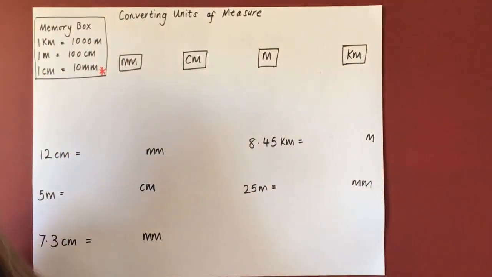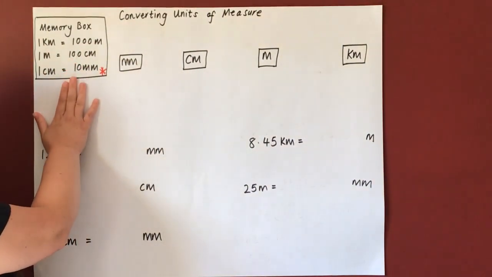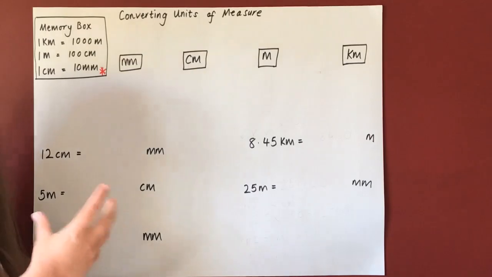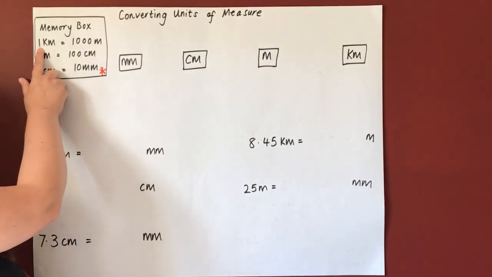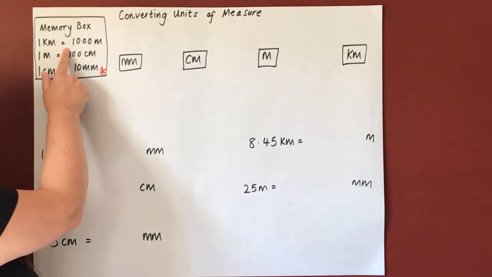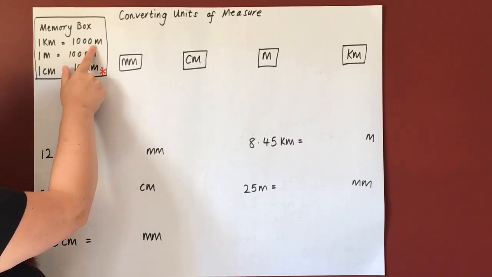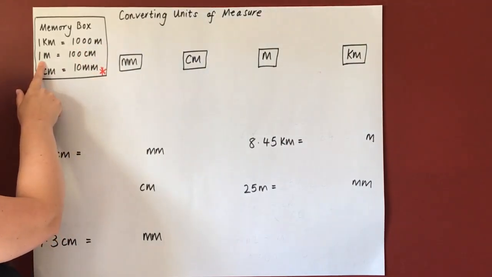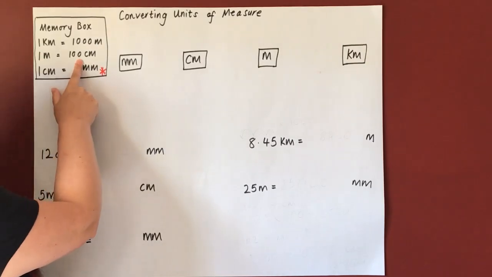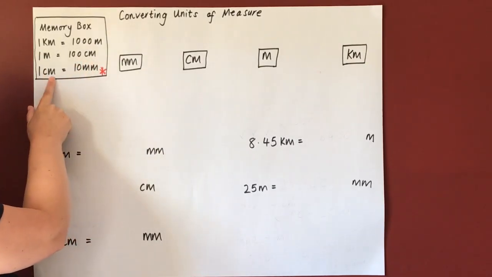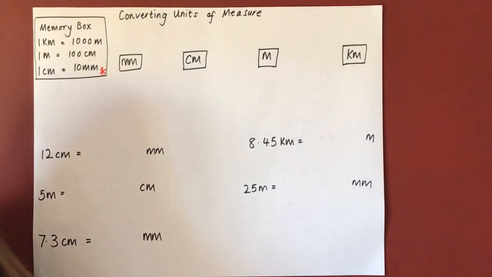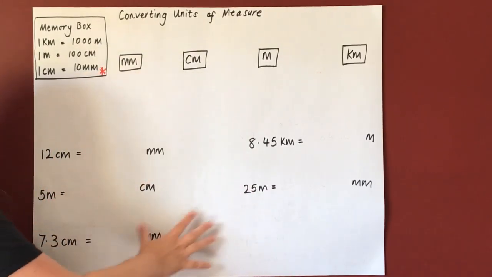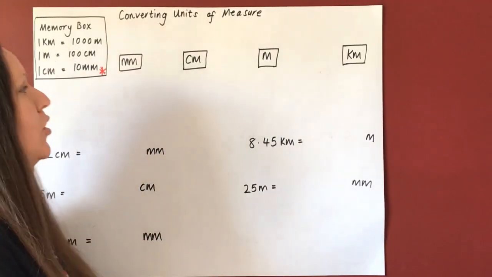Okay, first of all I have a memory box which helps me break down the key units that we will be using in this video. So in my memory box I have 1 kilometre, which is the equivalent to 1,000 metres. I have 1 metre, which is the equivalent of 100 centimetres, and 1 centimetre, which is the equivalent of 10 millimetres. Now, a lot of you will be able to do these calculations in your head.